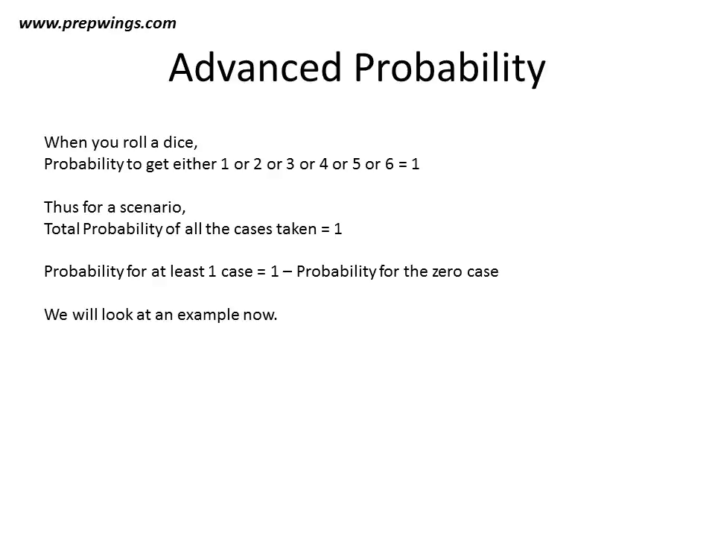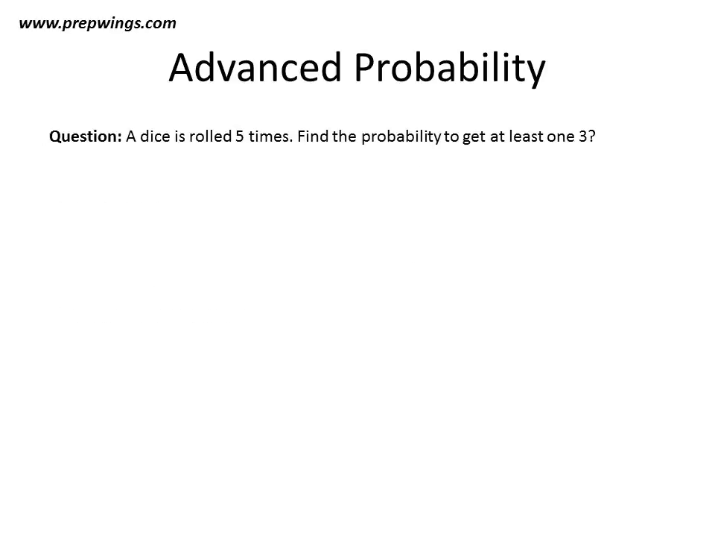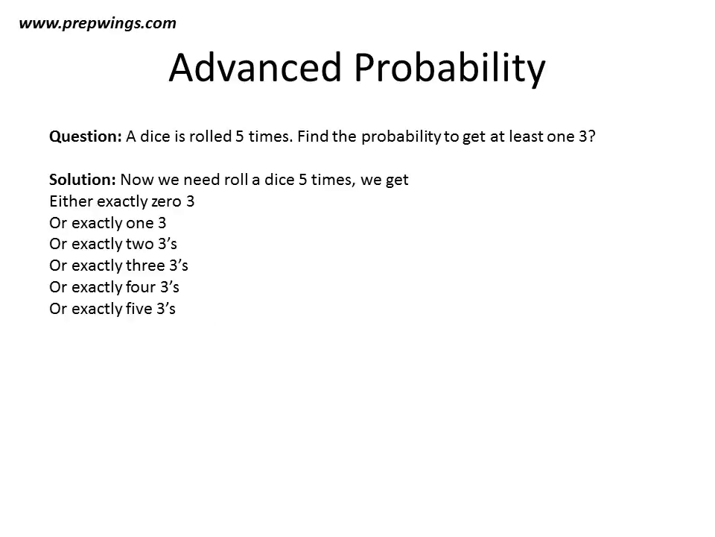To understand more about the probability for at least one case, we will look at an example now. The question here says that a dice is rolled 5 times. Find the probability to get at least 1 3. So we know that the dice is rolled 5 times, so we will get either exactly 0 3s or exactly 1 3 or exactly 2 of them to be 3s or exactly 3 of them or exactly 4 of them or exactly all 5 of them to be 3s. So the probability to get 0 3s plus the probability to get 1 3 plus 2 3s plus 3 3s plus 4 3s plus 5 3s should be equal to 1, because we have exhausted all our scenarios now.